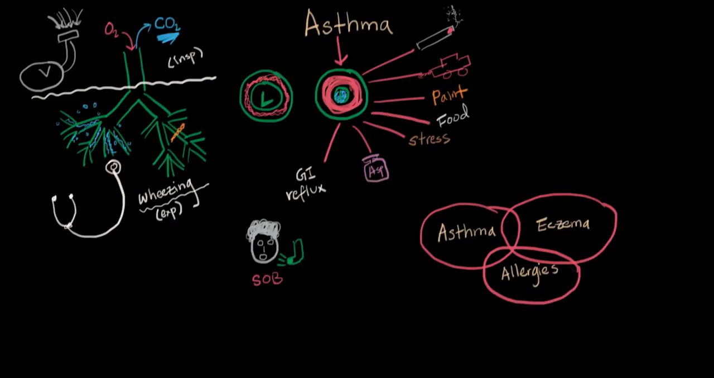So this, in a nutshell, from 1,000 miles above, is what asthma looks like and what it is. So just a few key words to remember. We have airway constriction in the small airway that causes shortness of breath and sounds like wheezing on a stethoscope.